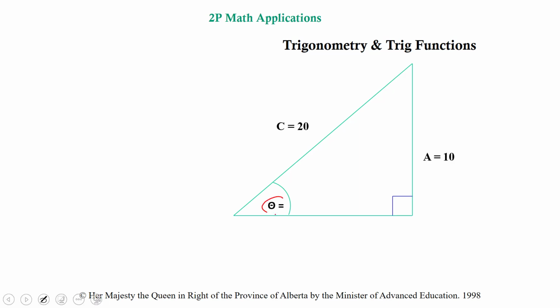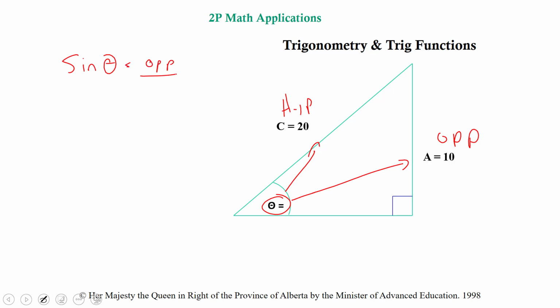Theta is right here, and we have the opposite side, and we also have the hypotenuse. The ratio that uses opposite and hypotenuse is the sine ratio. So sine theta is equal to the opposite divided by the hypotenuse. Basically we just have to fill in our values now. Side opposite is 10, hypotenuse is 20.